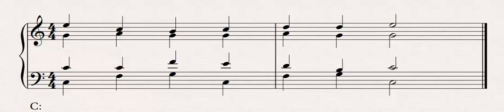4 is also a good choice as a predominant chord because its root is right next to the root of the 5 chord. So in C major the F goes to the G, and that's really nice for voice leading.